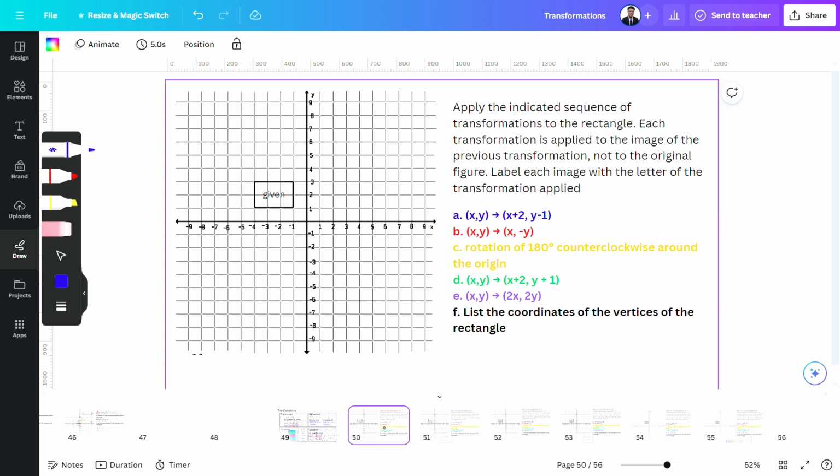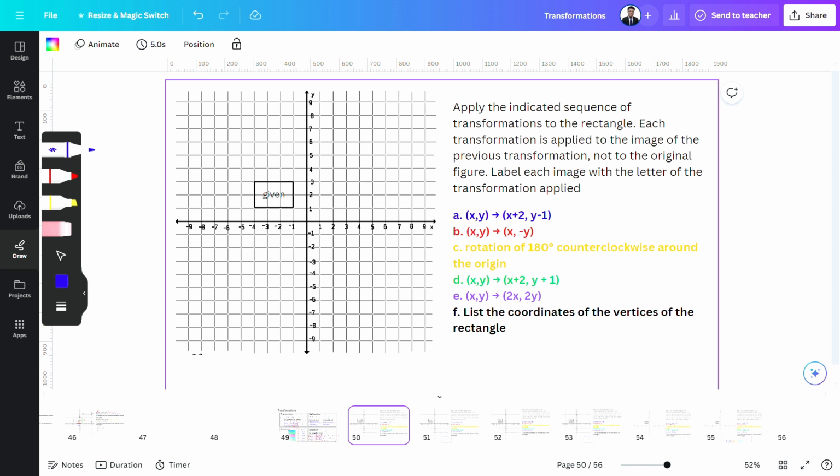The question says, apply the indicated sequence of transformations to the rectangle, and each transformation is applied to the image of the previous transformation, not to the original figure. Label each image with the letter of the transformation applied. So if we do letter A, the result of A will be the pre-image or the basis of letter B, and the result of B would be the pre-image of letter C. I hope that one is clear.